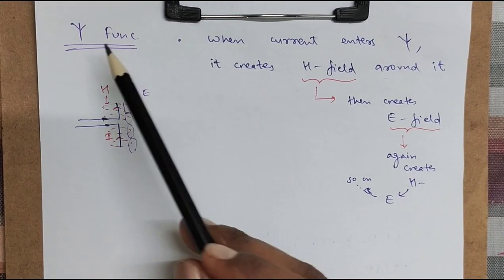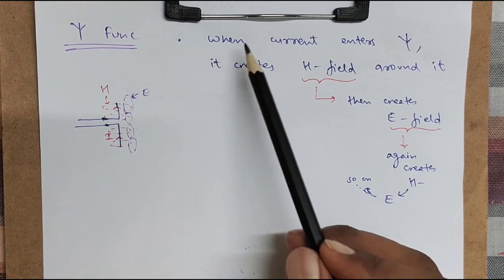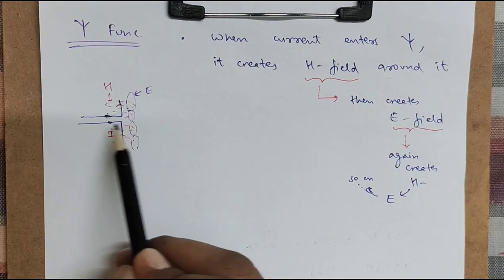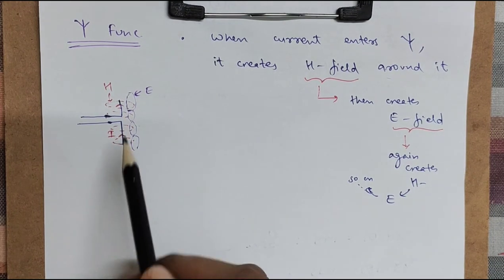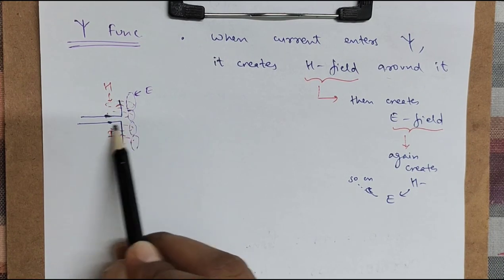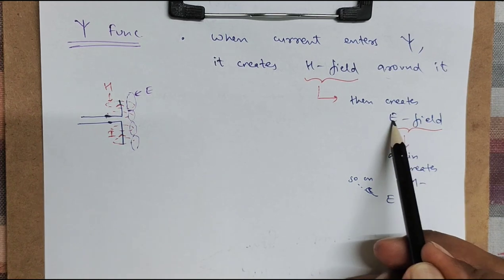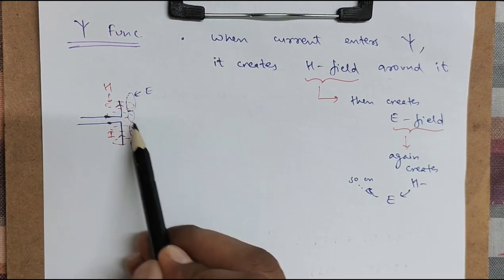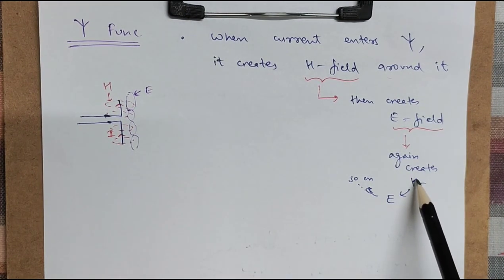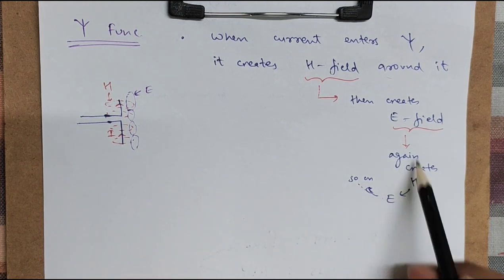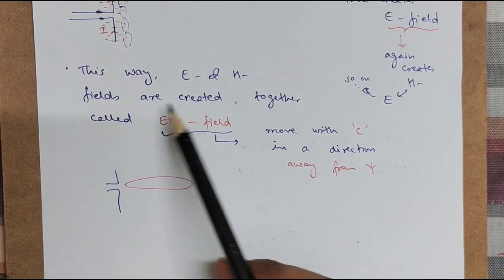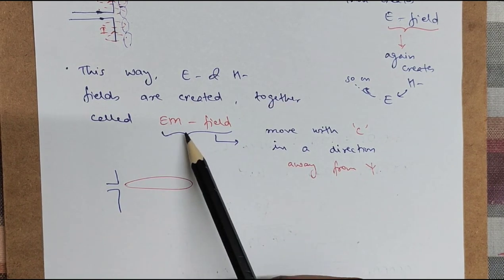So how does the antenna function? When current enters the antenna, let's say a dipole antenna, it creates a magnetic field around it. This magnetic field then creates an electric field. This electric field again creates a magnetic field, and then this magnetic field again creates an electric field, and this process goes on. This way electric and magnetic fields are created together. They are called the electromagnetic field.